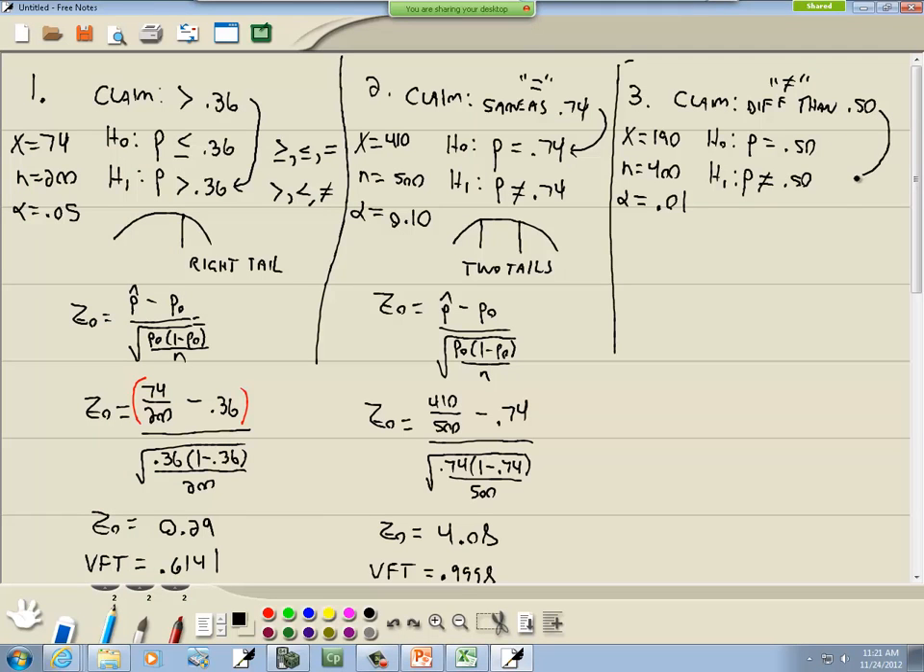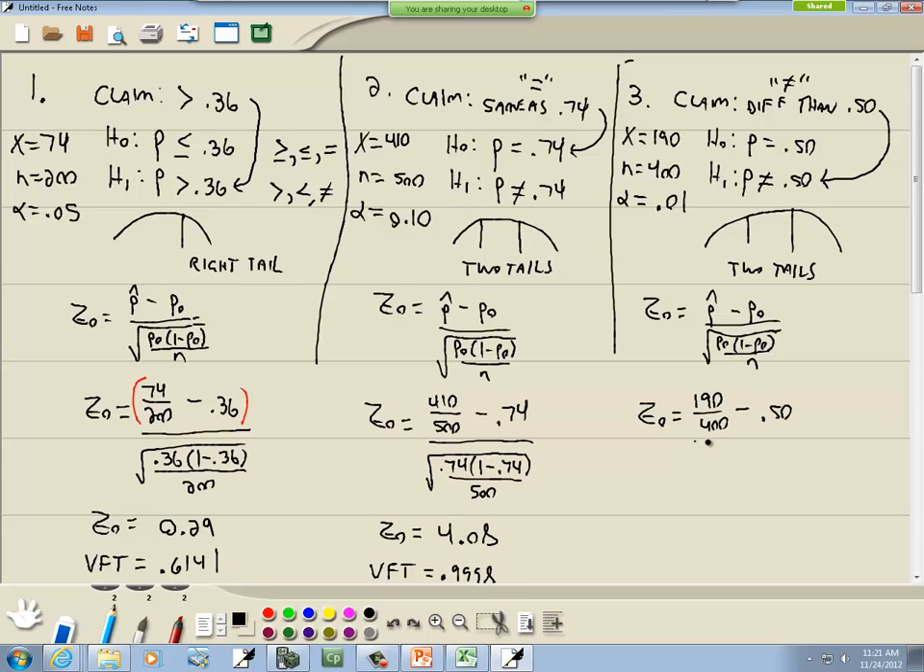Step 3, see if the claim matches H0 or H1. Different than is not equal to, it matches H1. Well, it's a not equal on H1, so again it's two tails. Z0 is equal to P hat minus P0 over the square root of P0 times 1 minus P0 all over n. P hat is x over n, so I got 190 over 400 minus P0, which is 0.50, divided by the square root of 0.50 times 1 minus 0.50 divided by n, which was 400.